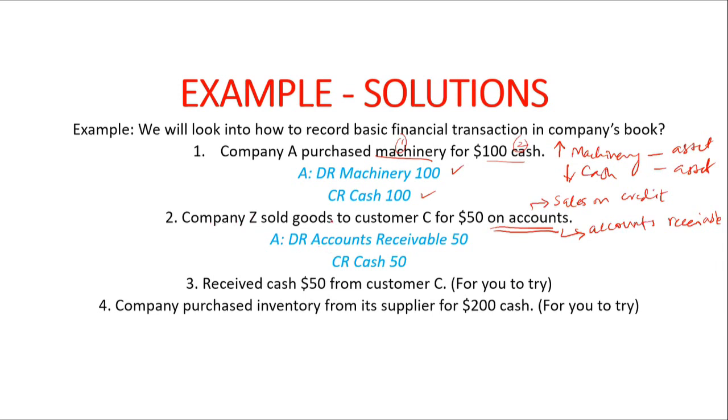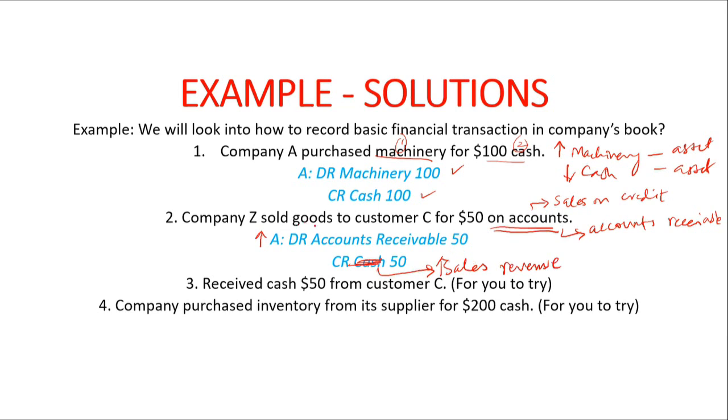Now we look at this transaction. Company Z sold goods to customer C for $50 on account. Two things are happening here. They sold the goods on account, which means that they did not receive any cash. So this should not be cash. This should be sales revenue, because you have sold the goods and you have generated the revenue. And because they have not received the cash, this credit is just sales revenue, $50. Sorry for the typo in here. Whenever an asset goes up, you debit, and whenever revenue goes up, you credit. This is just based on the nature.